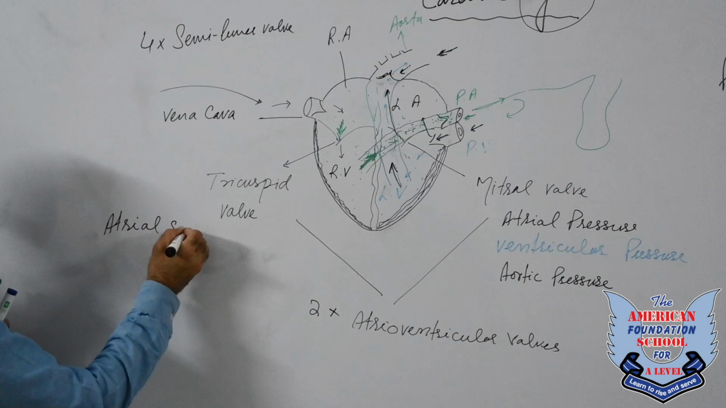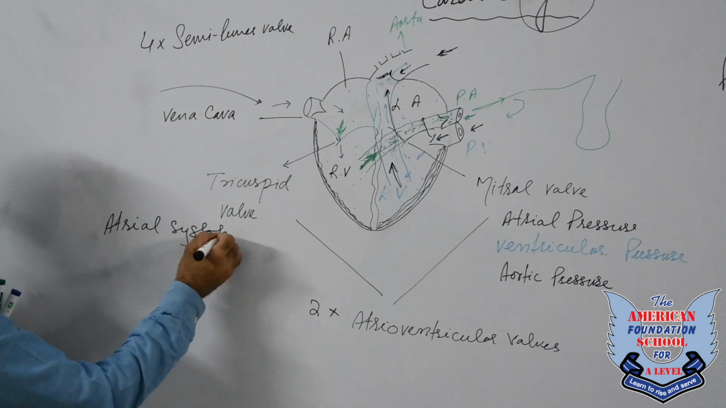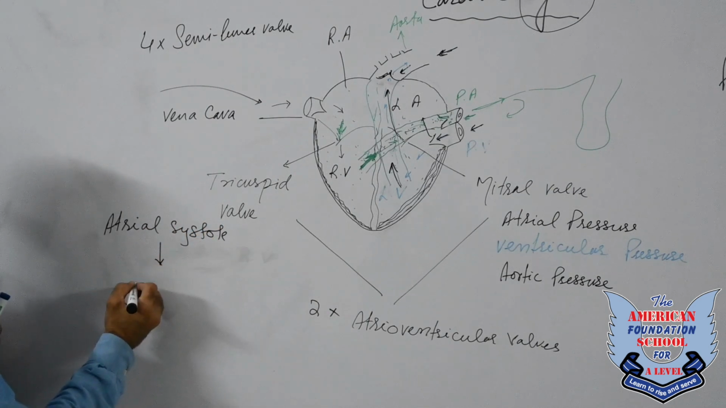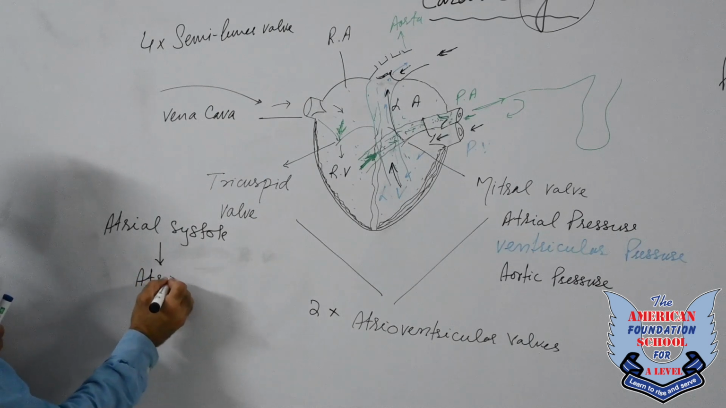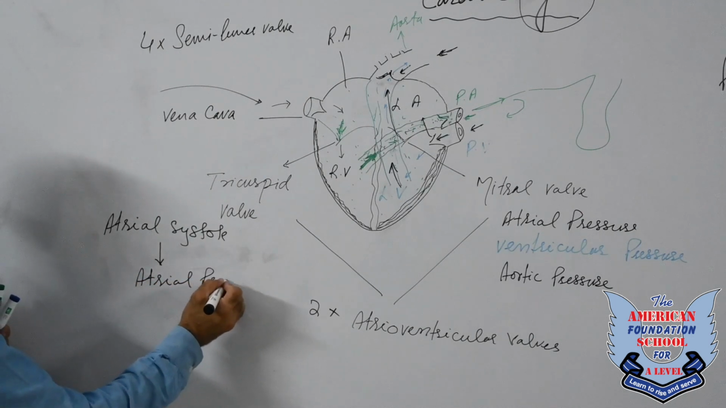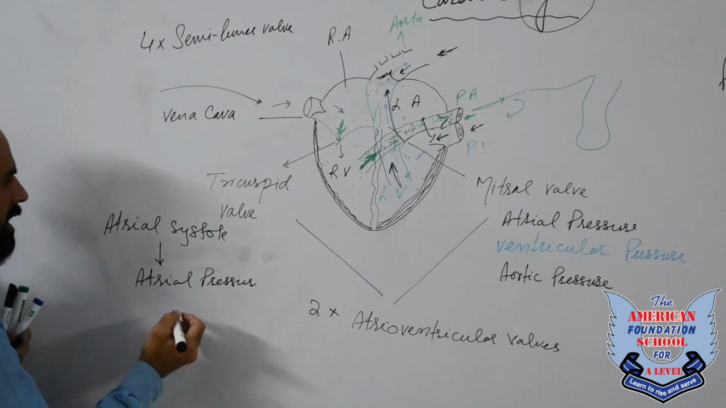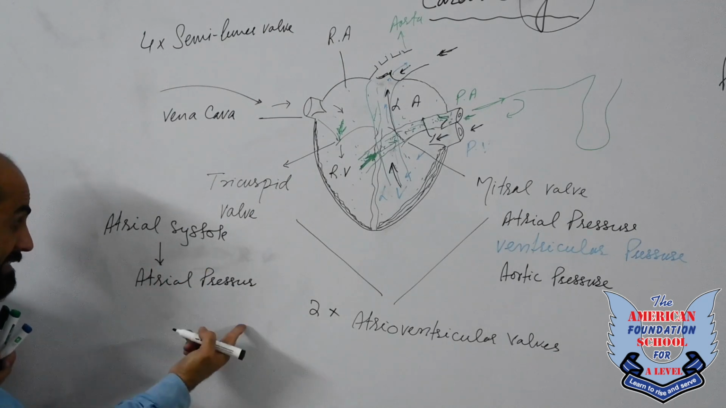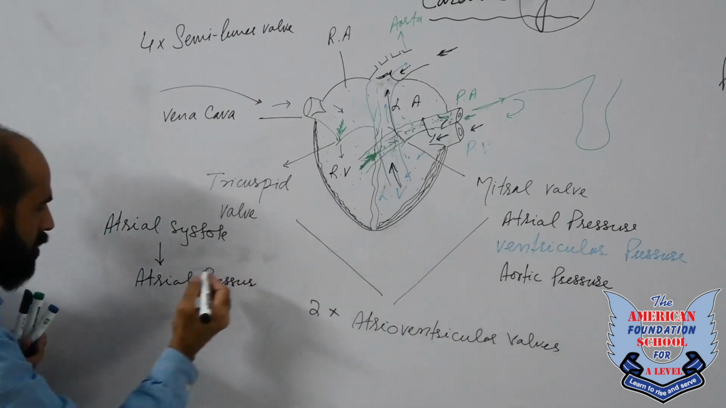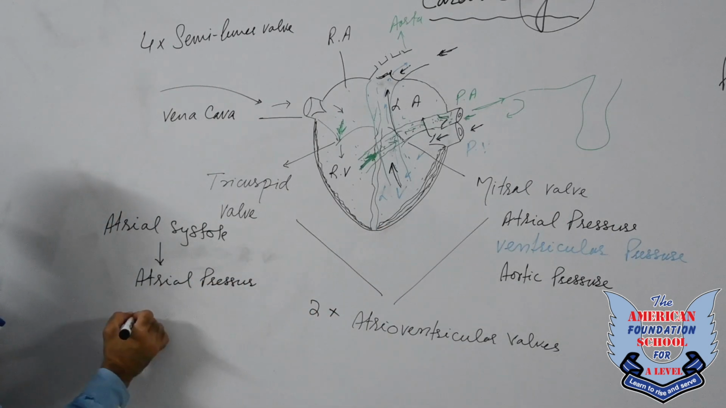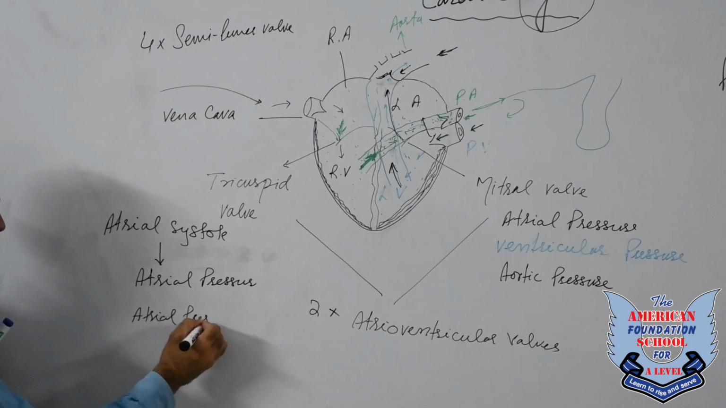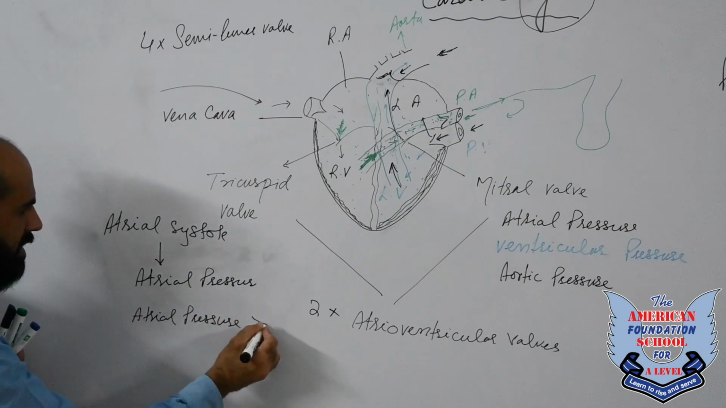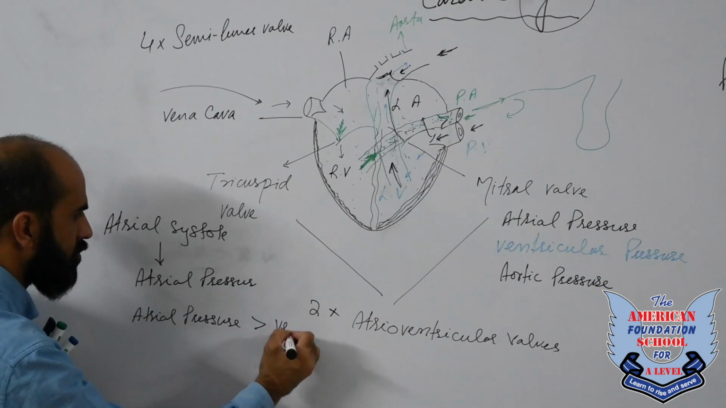Atrial systole will generate a pressure called atrial pressure. The atrial pressure is increasing slowly again and again, and when it exceeds the ventricular pressure, so atrial pressure now increases more than the ventricular pressure.